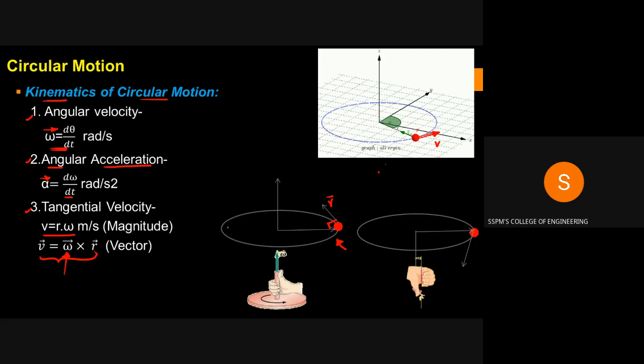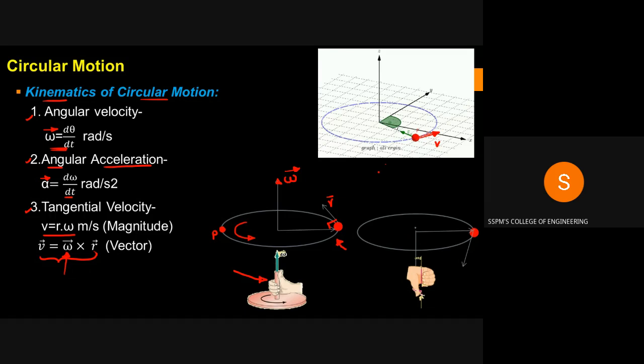So let us take an example. Suppose this is the particle P, and it is performing the circular motion, and this is the direction for the circular motion. So if this is the direction of circular motion, then this vector will denote the angular velocity. So this is the omega bar. This direction of the angular velocity is given by this right hand thumb rule.